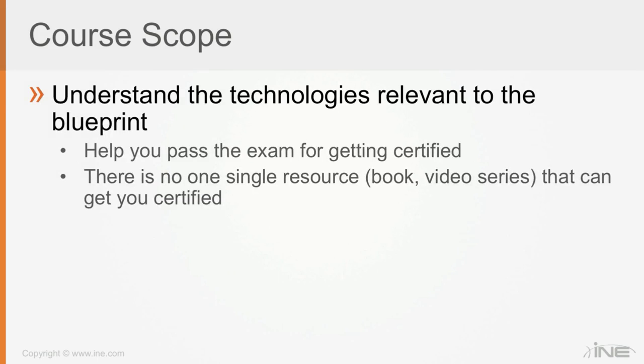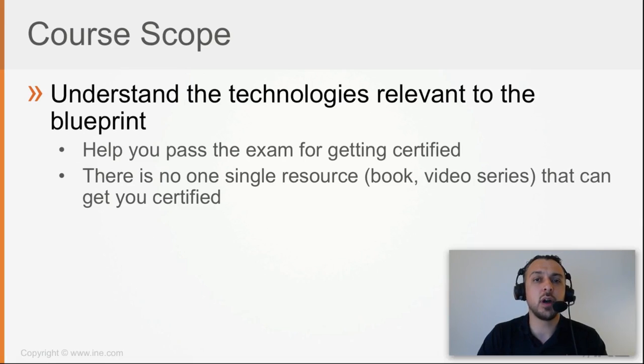So course scope, as I said before, is we help you pass the exam to get certified, but we don't give you the exam. It's impossible. And as I said before, there is no one single resource, book, video series, whatever, that can get you certified. If you go to a vendor that tells you, okay, come to us and we're going to get you certified from 0 to 100 in 1 week by taking our course, that's a big lie. It's impossible, because learning is a lot more than watching one class video. You have to do a lot of reading, a lot of understanding, a lot of practicing on your own, and then go and hopefully pass the exam.